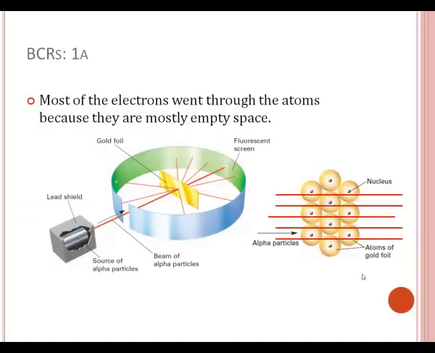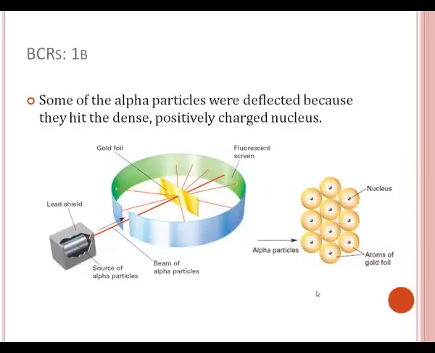The second question asks why a few of the alpha particles were deflected. So some of the alpha particles were deflected because they hit dense, positively charged nucleus. So here we have our nucleuses, we have our atoms, and here's the path of the alpha particles. So occasionally an alpha particle comes in, and as soon as it hits the nucleus, it bounces off. So as that alpha particle comes in and collides with the nucleus, it bounces off.